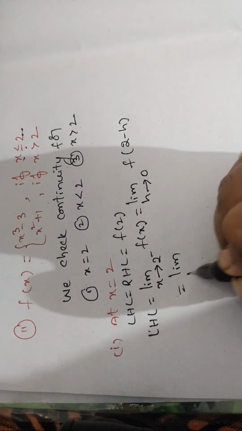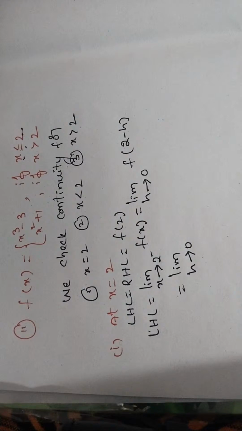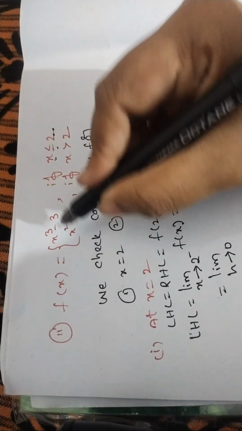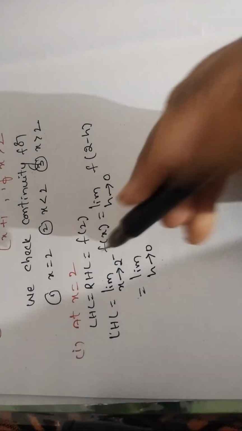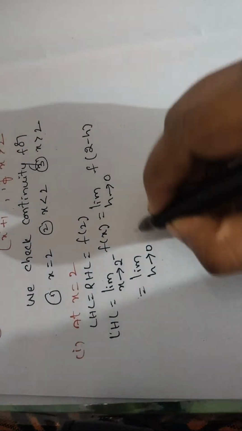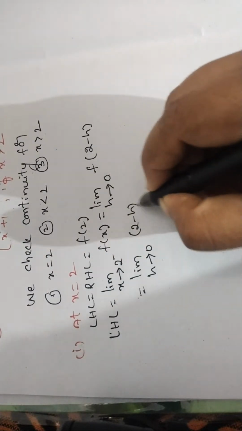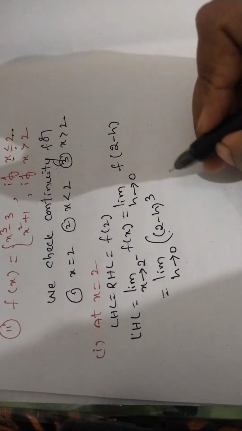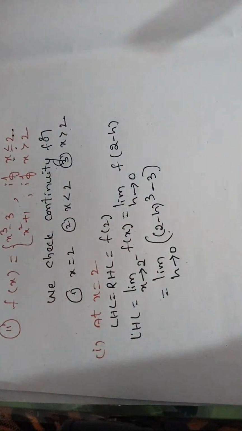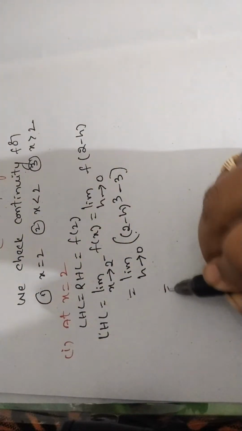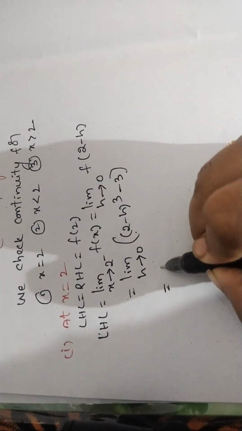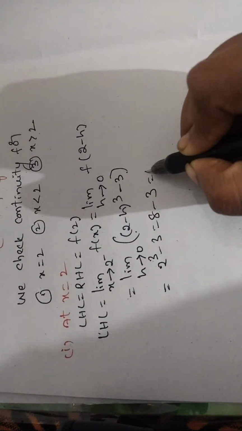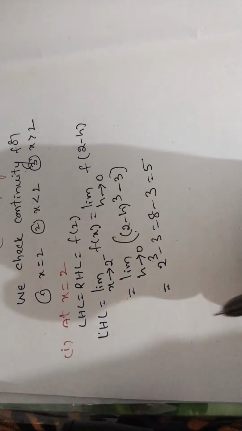So 2 minus means less than 2. When x is less than 2, the function is x cube minus 3. So x cube, what is x here? 2 minus h whole cube, minus 3. Write h value in this. So 2 cube minus 3, 8 minus 3, 5. So it is LHL.